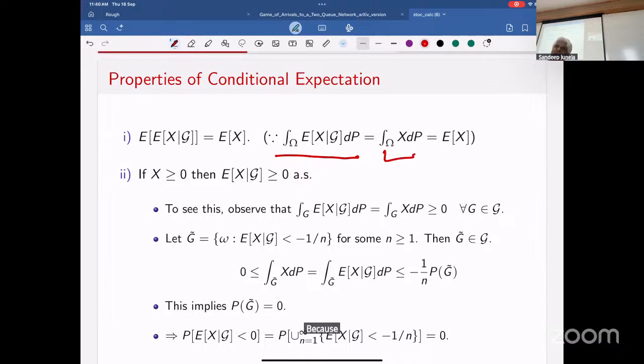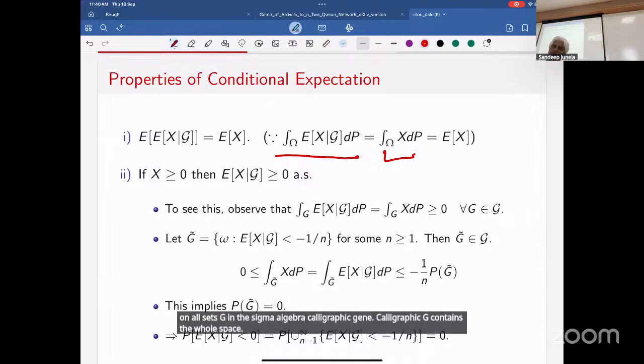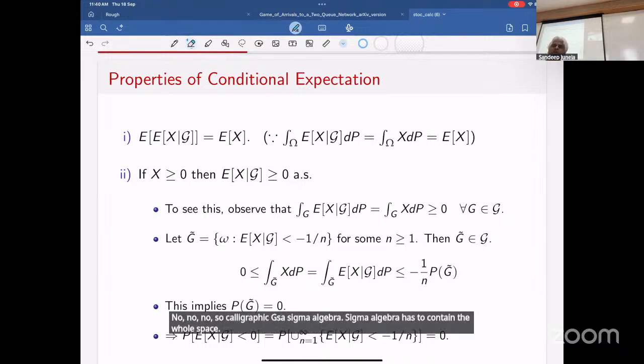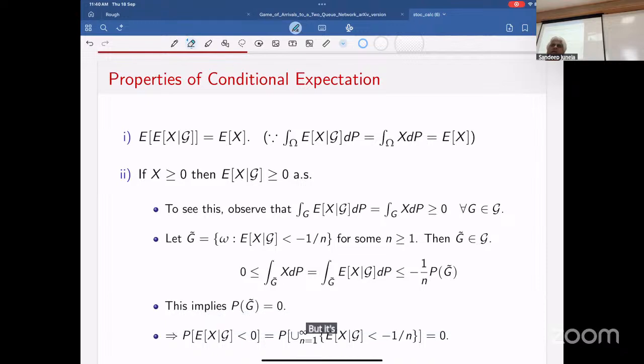Because E of X given G integrates like X on all sets G in the sigma algebra calligraphic G. But that's given. Calligraphic G contains the whole space, so over the whole space it also integrates like X. Calligraphic G is a sigma algebra, and a sigma algebra has to contain the whole space. But it's a smaller sigma algebra than F.